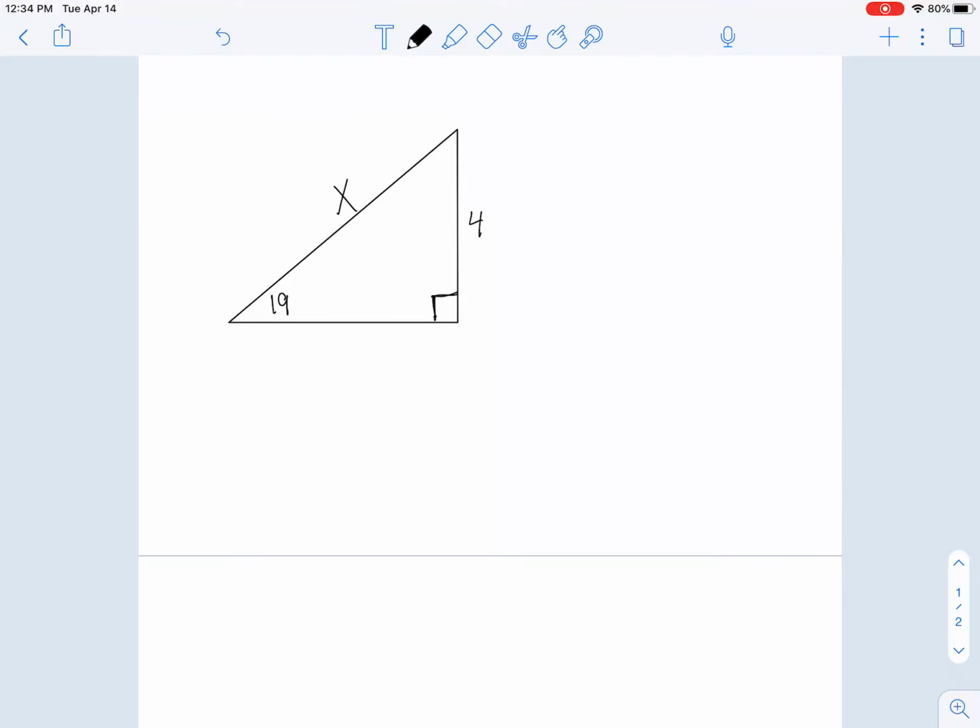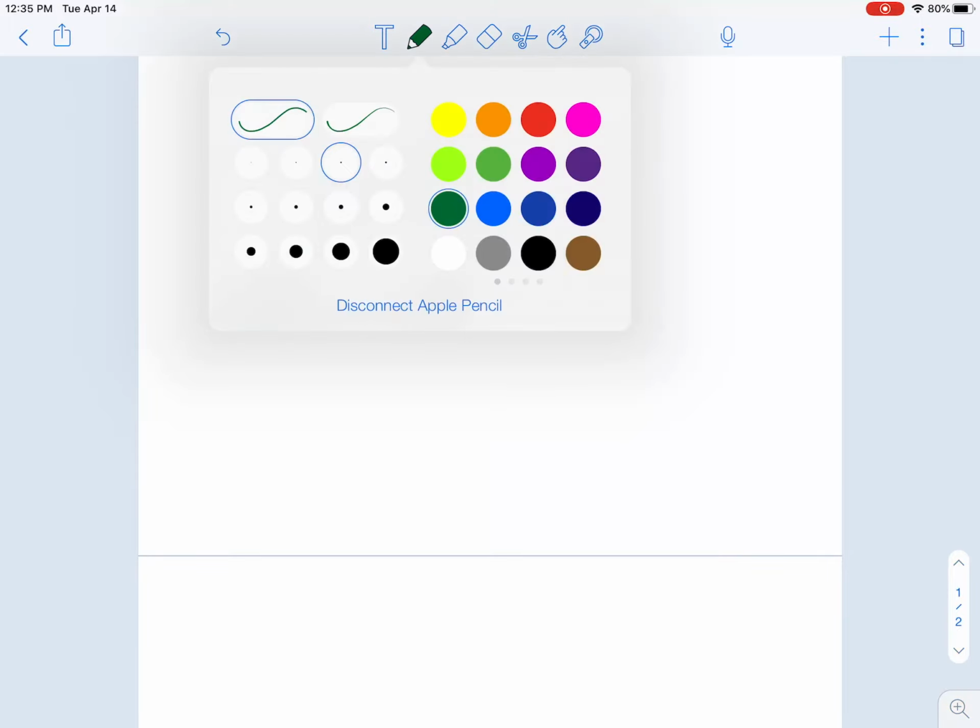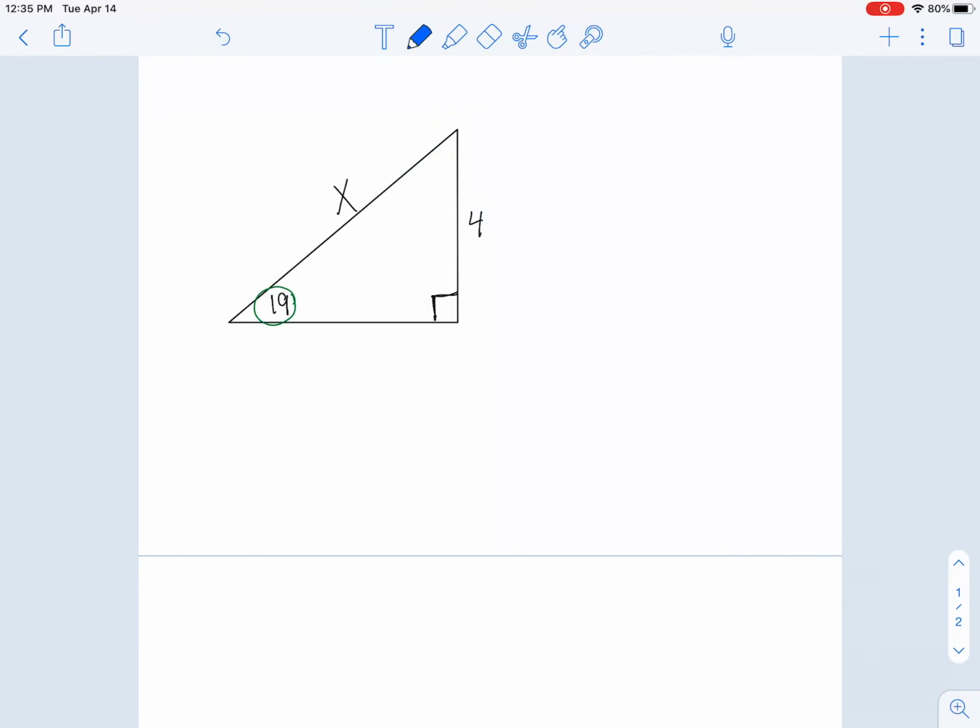So what I want you to do is circle your angle. In this case our angle is 19, so that's the angle that we're focusing on. Now I want you to label the rest of the sides. Let's always start with that 90 degree. The side across from our 90 degree is our hypotenuse. The side across from the angle that we circled is our opposite. I don't have another side labeled, so I'm not going to label anything else.